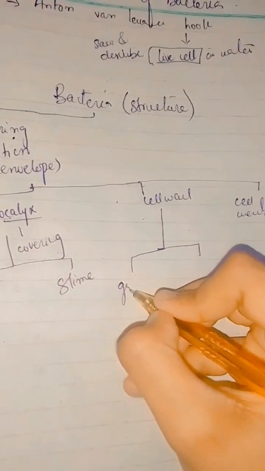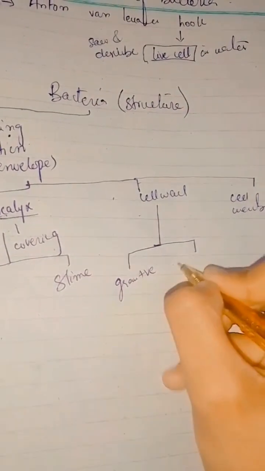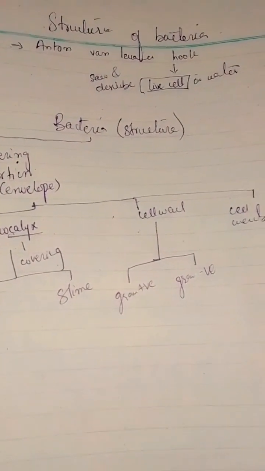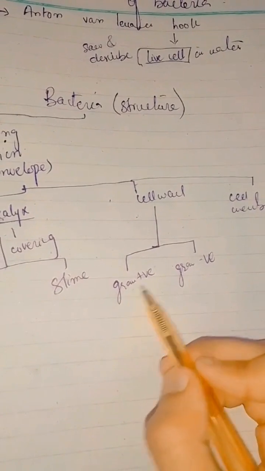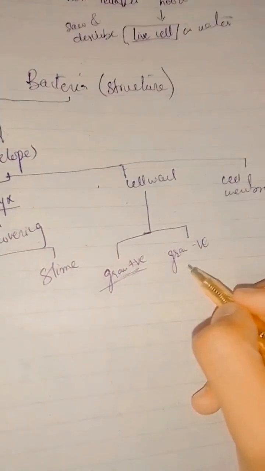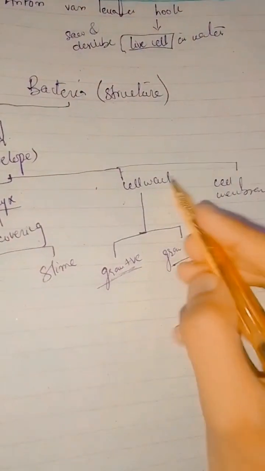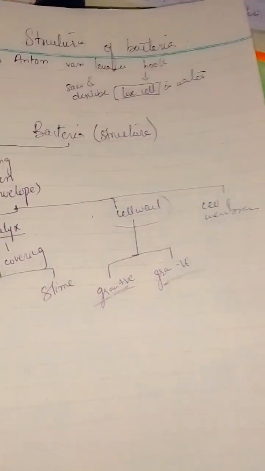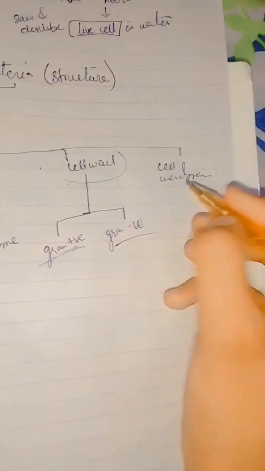First is gram positive and second is gram negative. If in the result we get a stain, that is gram positive. If in the result we do not get a stain, that is gram negative. So basically the cell wall is defined on the basis of staining purpose. Now the third one is the cell membrane.